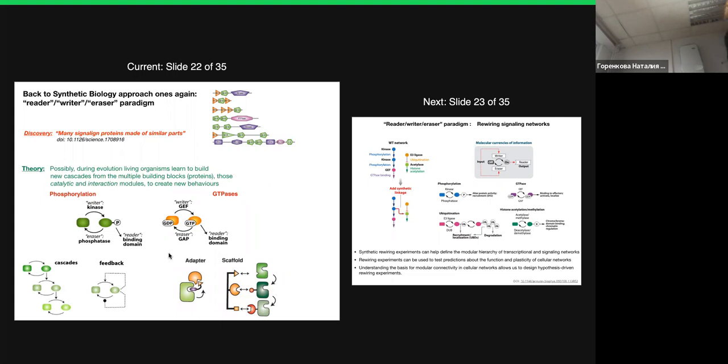Can you please repeat what this reading is? Yeah, but that's by theory. The guys made a theory. They call it the writer: the kinase which phosphorylates some protein, so it writes the information on that protein. Reader: we phosphorylate that particular protein, and this protein becomes, for example, active. And this protein usually is a binding domain to another scaffold protein.